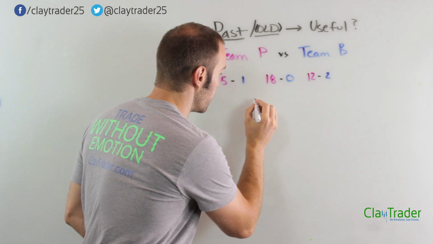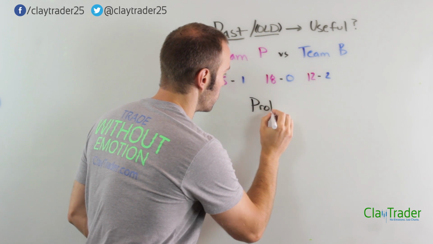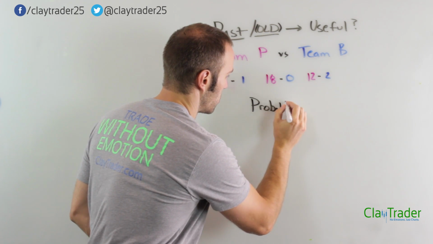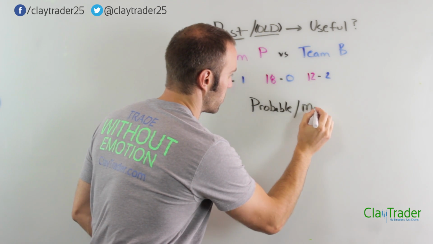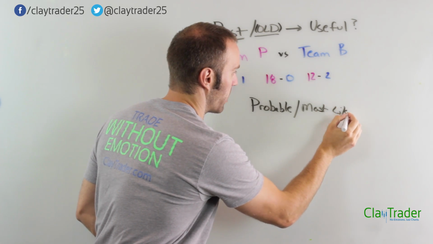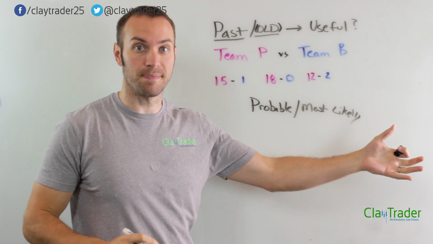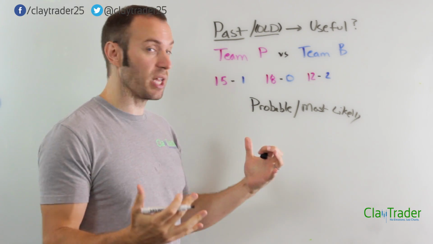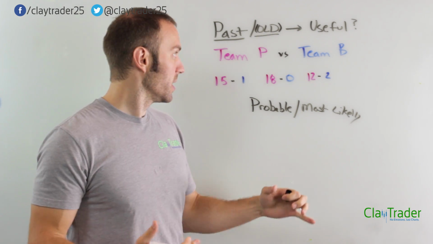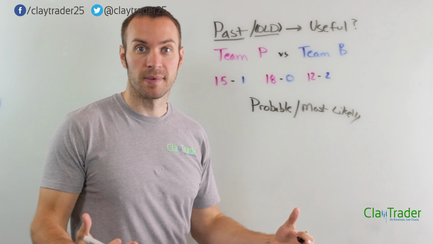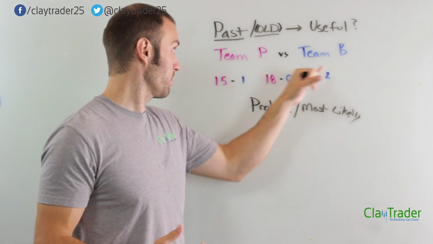The key thing here is probable or most likely, however you want to envision that. So the question is, well, what's most likely to happen in the next game? I would say what's most likely, what's probable to happen, is that Team Pink is going to win. Now, is that a guarantee that Team Pink's going to win? No, who knows?